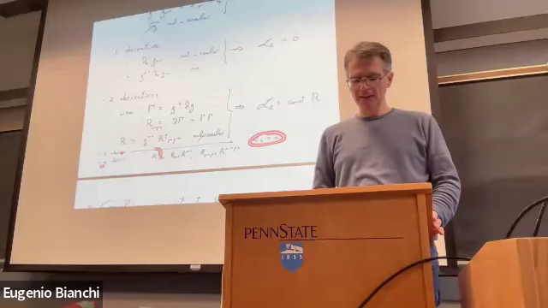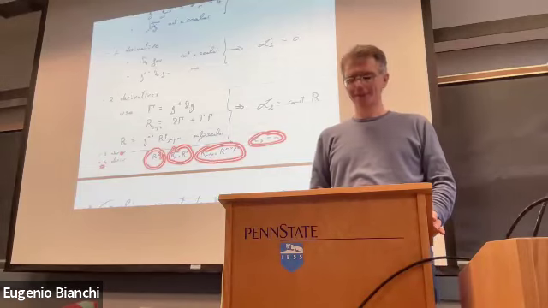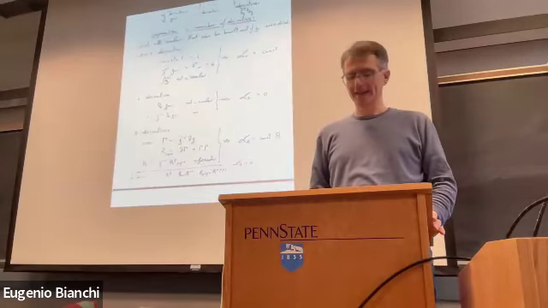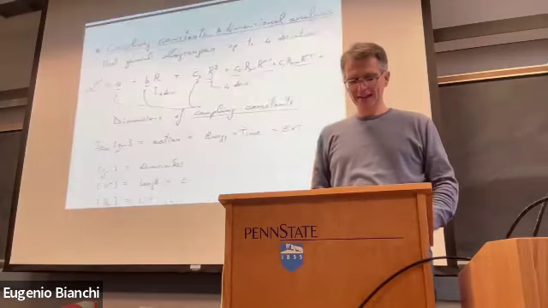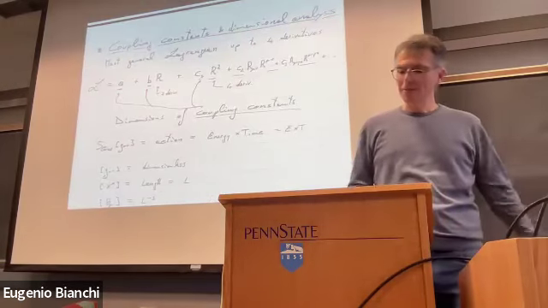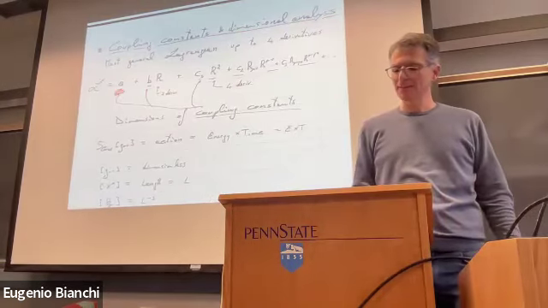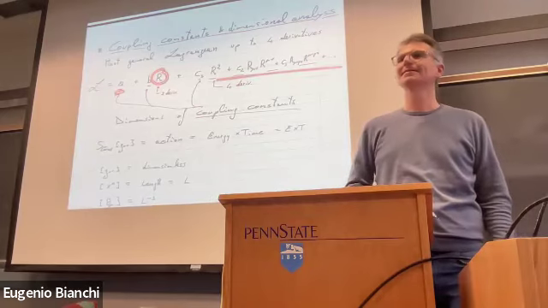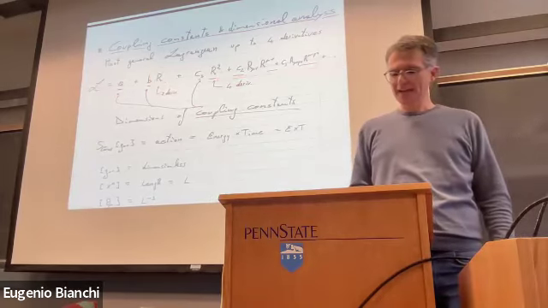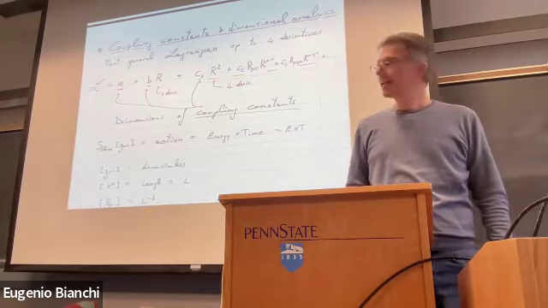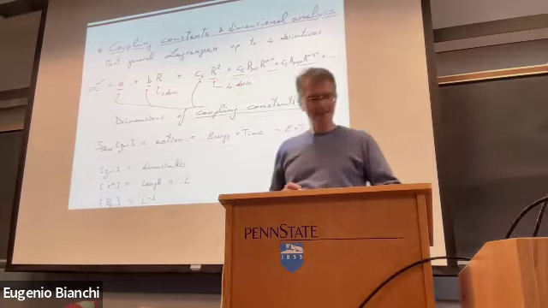With four derivatives, you find Ricci squared, Ricci tensor squared, Riemann squared. You see what we are finding? We are finding that the most general action up to four derivatives is a constant plus the Ricci scalar plus curvature squared terms. And now let's go back and do dimensional analysis.